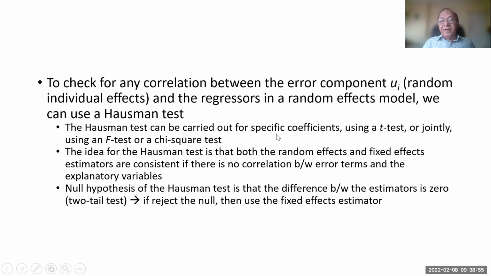The Hausman test can be carried out for specific coefficients using a t-test, or jointly using an F-test or chi-square test. The idea for the Hausman test is that both random effect and fixed effect estimators are consistent if there is no correlation between the error terms and the explanatory variables. The null hypothesis for the Hausman test is that the difference between the estimators is 0, a two-tail test. It means under the null hypothesis, we say random effect is appropriate. And if we reject the null hypothesis, then we use the fixed effect estimate.